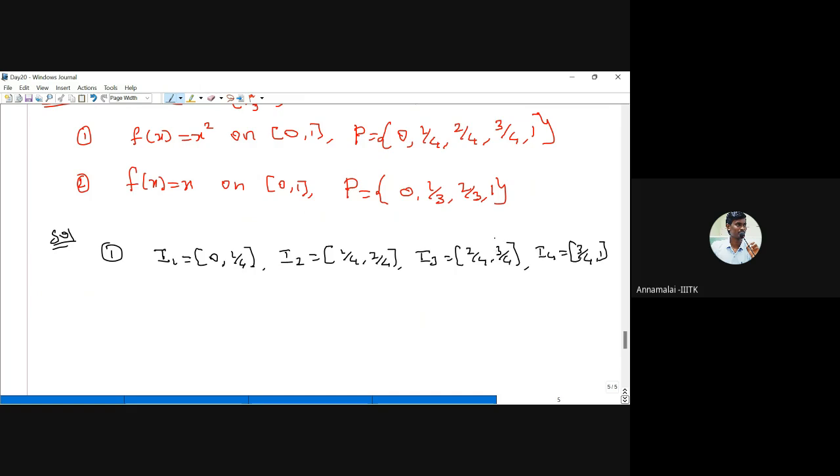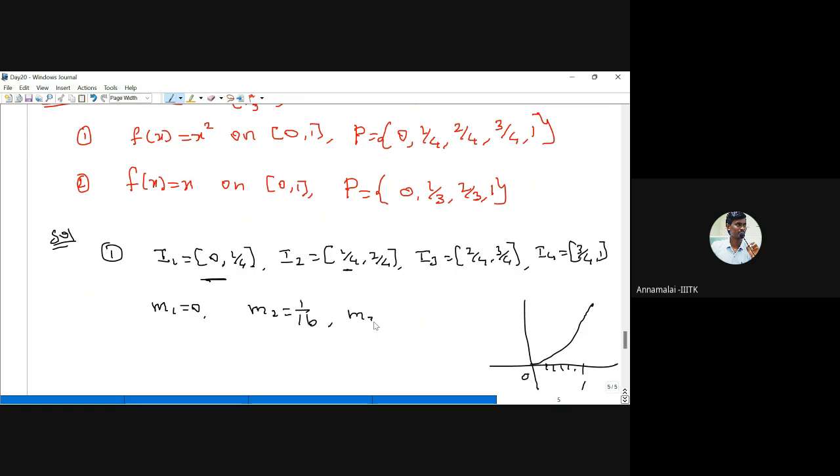Now, what is the lower sum? If you look at this interval, what is the graph of f of x equal to x square? It is nothing but a parabola, right? It is increasing. So in 0 to 1, if you split the points, it is always increasing. Therefore, in the first interval, the minimum value is 0. That is m1 is 0. What is m2? In the second interval, you will get the minimum value at the point 1 by 4. Therefore, 1 by 4 square is nothing but 1 by 16.